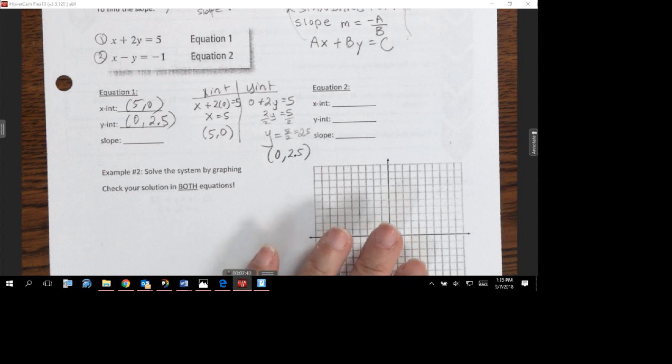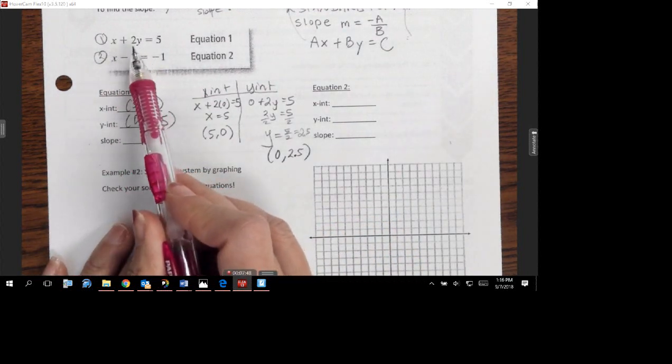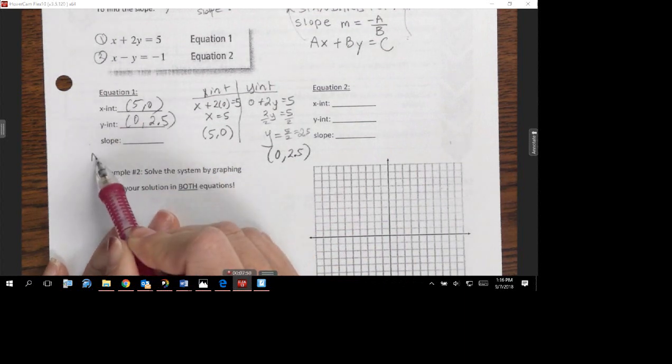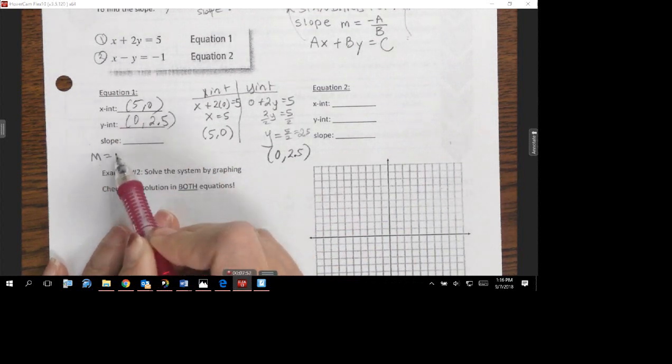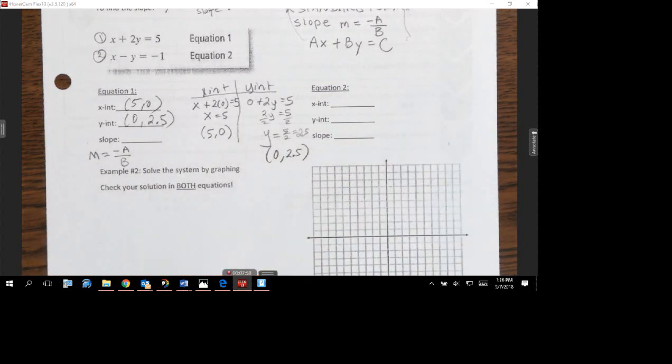And then for equation 1, this is not in y equals mx plus b form. It is in standard form. So to find my slope, I'm going to use the new formula that is negative a over b. I know that formula. Why am I writing it down? So you can remember it, because I'm not going to give you that formula.